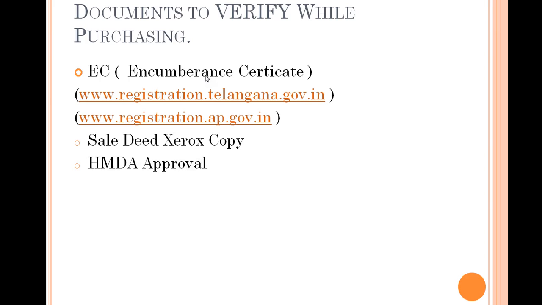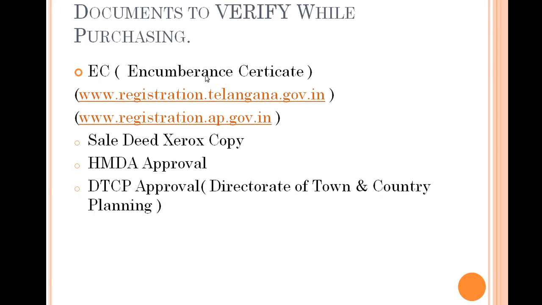You may also need to know the HMDA approval if you are from Telangana. It is the Hyderabad Metropolitan Development Authority approval, needed if it comes under the city and city surroundings. We have a certain area which comes under the HMDA layout, HMDA area. So we need to have an HMDA approval, or you may need to have a DTCP approval. Most of the villages, if you are buying a land, you may need a DTCP approval. It is called the Directorate of Town and Country Planning.